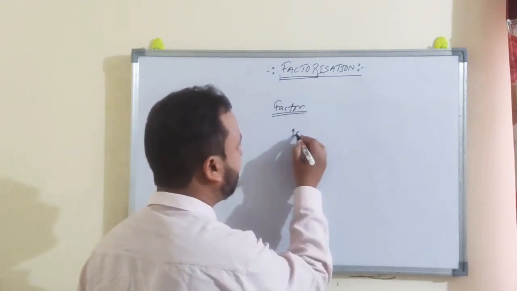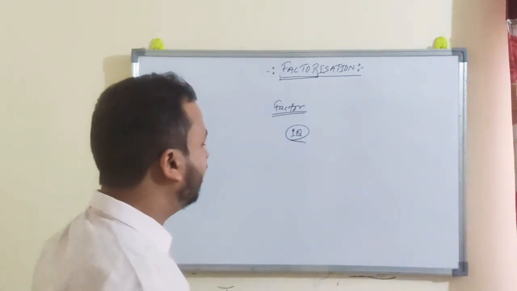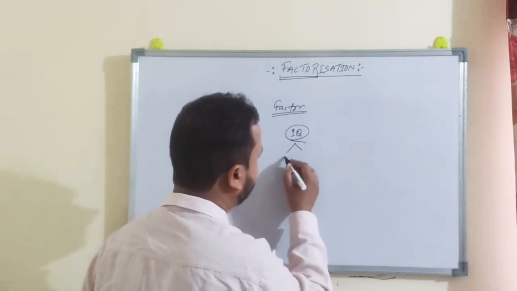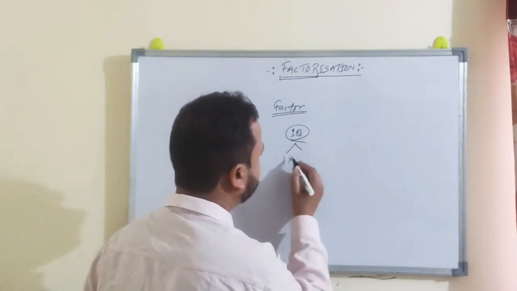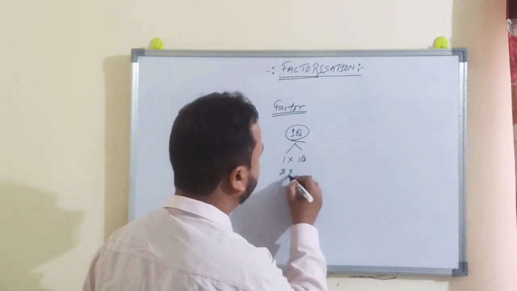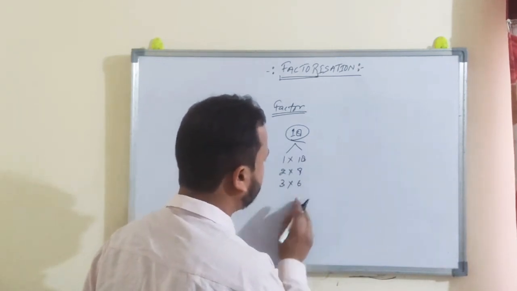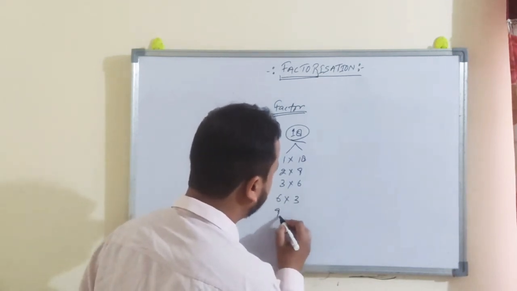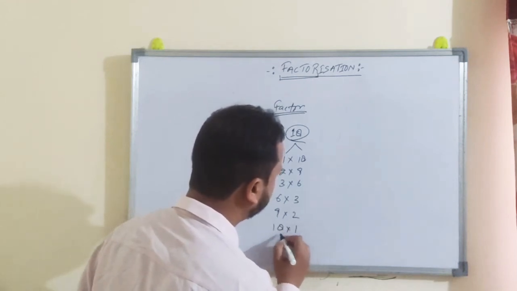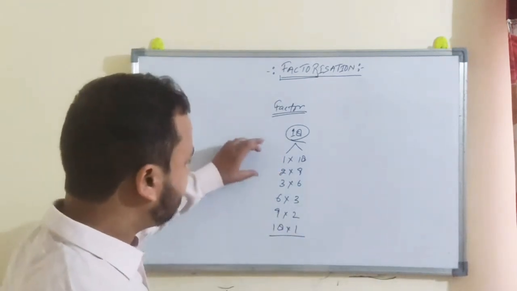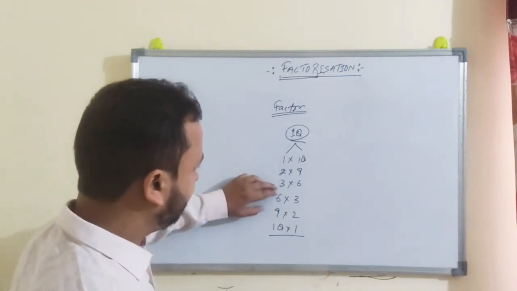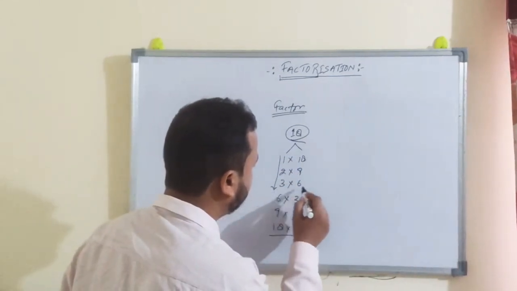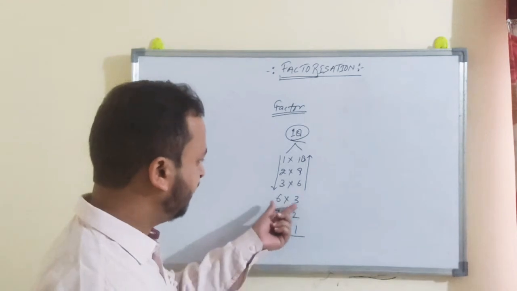Suppose a number is given as 18, right? If we factorize it, we can also write it as the product of two numbers, that is 1 into 18 or 2 into 9 or 3 into 6, right? Then 6 into 3, then 9 into 2, and then 18 into 1. So you can see that till here, then it is repeated.